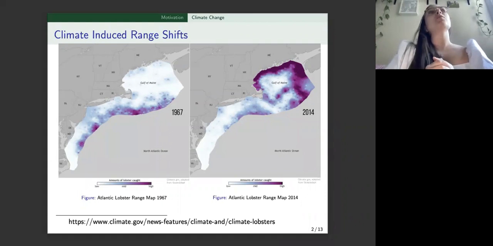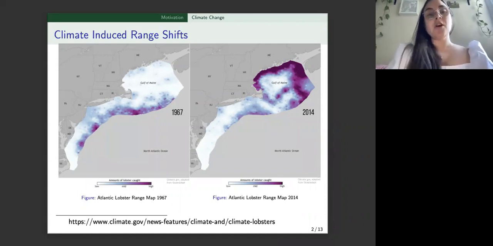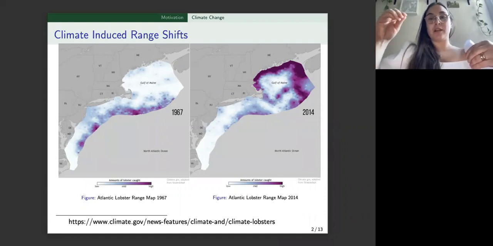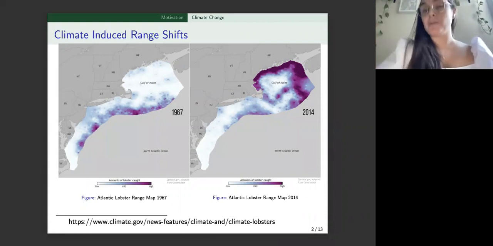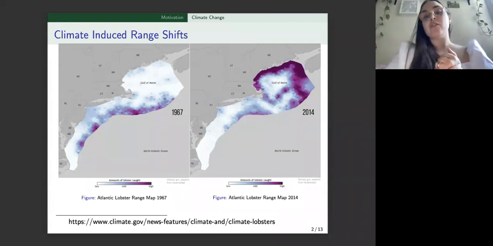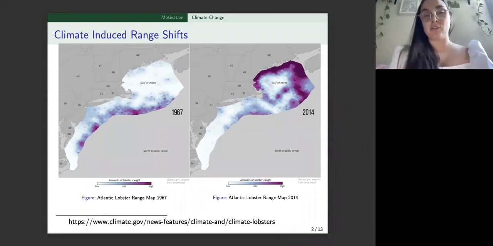Lobsters require a certain water temperature to go through different life stages, for example, actually reaching maturity and being able to reproduce and contribute to future populations. So as the water becomes too warm in these more southern regions, the individuals that actually contribute to future population levels are the ones that are more northern. And so what we end up seeing is this range shift correlated to a climatic niche.